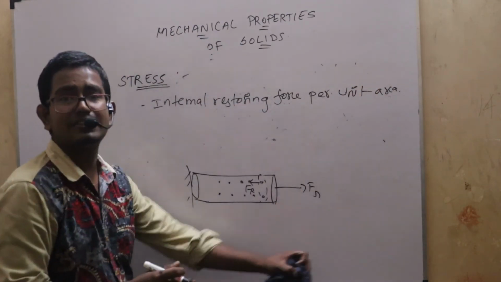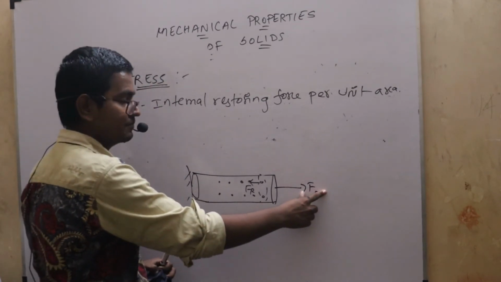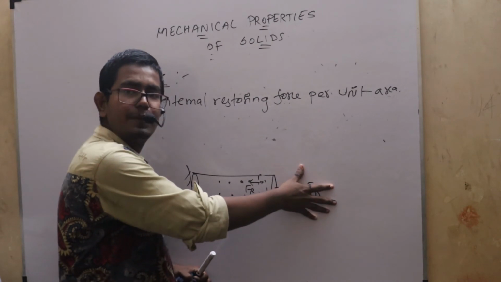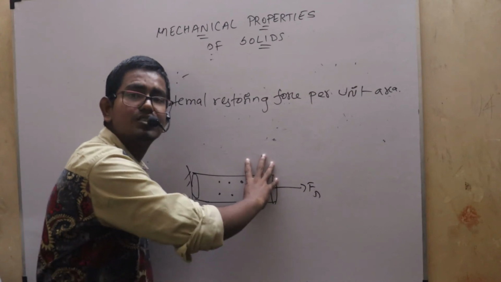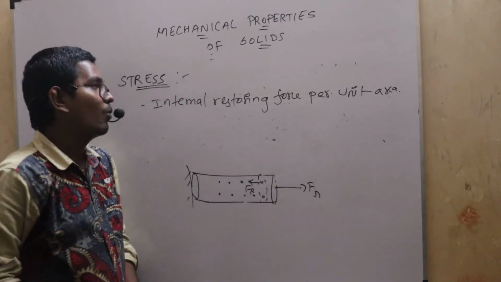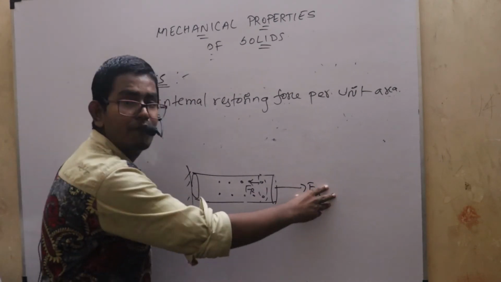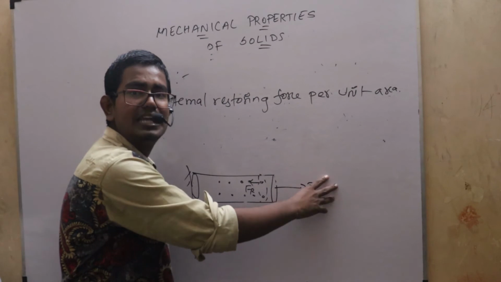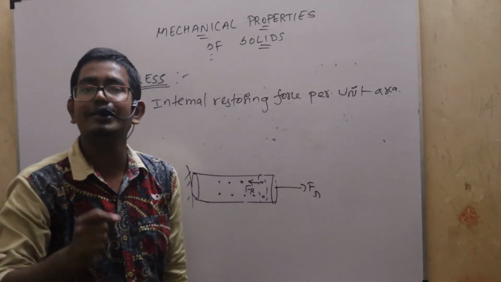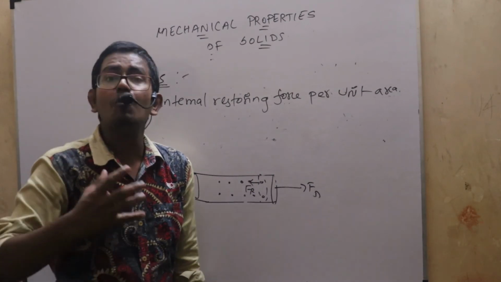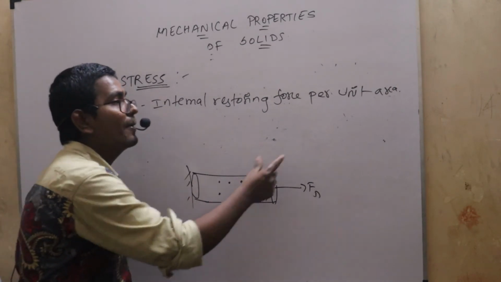That means how much ever I am applying the deforming force, whenever I am applying the deforming force, how much amount of restoring force is getting generated inside the body will only be known as stress. Once again, whenever I am going to apply the deforming force, inside the body the restoring force is going to get generated. So how much amount of restoring force is getting generated inside the body per unit area?